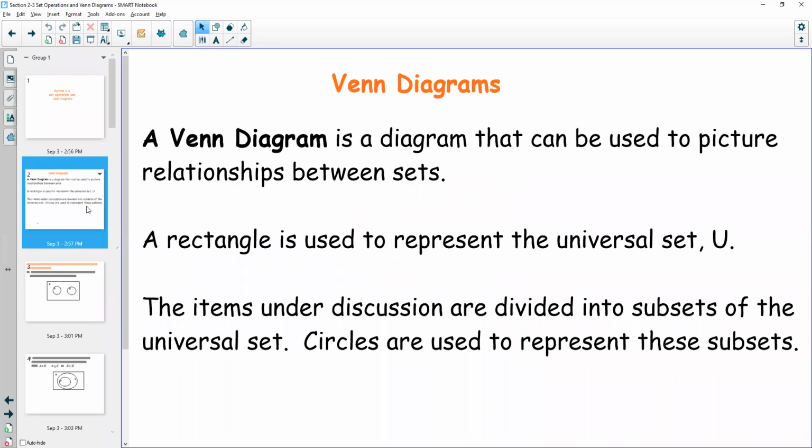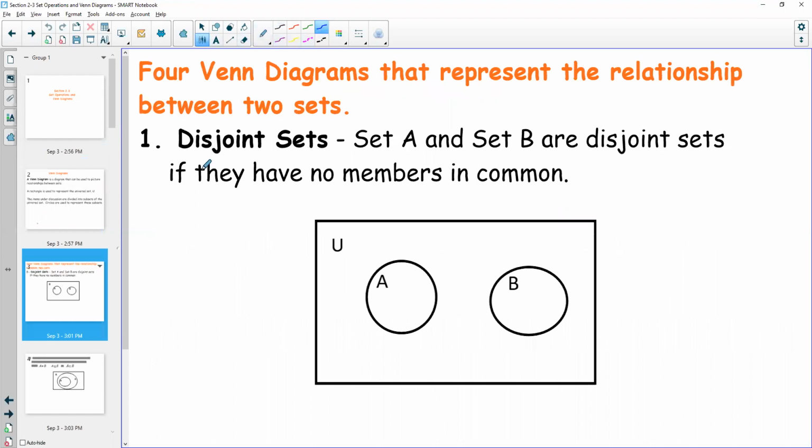All right, so a Venn diagram is a diagram you've seen before. It's a graphic organizer. In math, what we use them for is to show relationships between sets. So we draw a rectangle that is used to represent the universal set, the outside of the entire group. And then anything under discussion is divided into subsets of the universal set using circles. For example, there are 4 different kinds of Venn diagrams, really 4 different relationships.